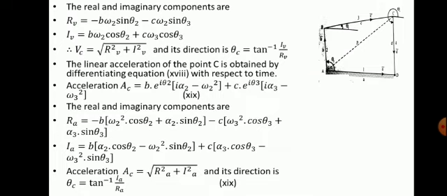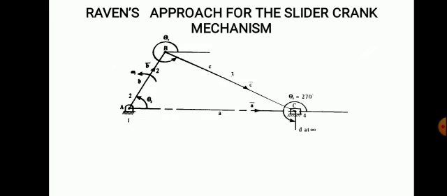The linear acceleration of the point C is also calculated by differentiating the same equation with respect to time. Then the real and imaginary components are calculated. Then the acceleration is calculated as the square root of the sum of the squares of the real and imaginary parts. The direction is calculated by tan inverse of the imaginary part by the real part. This completes the procedure to find the velocity and acceleration by complex numbers of a 4-bar mechanism.